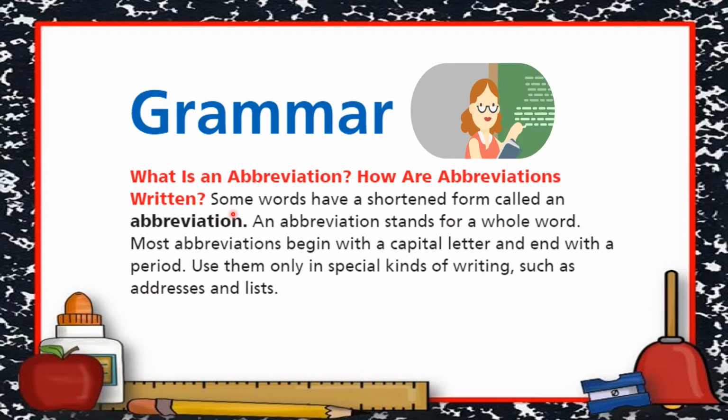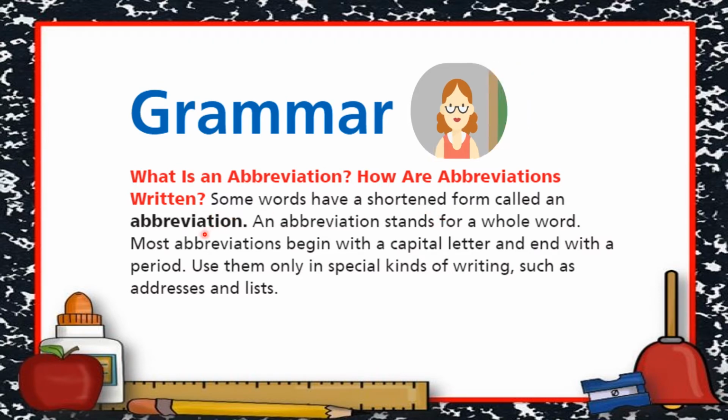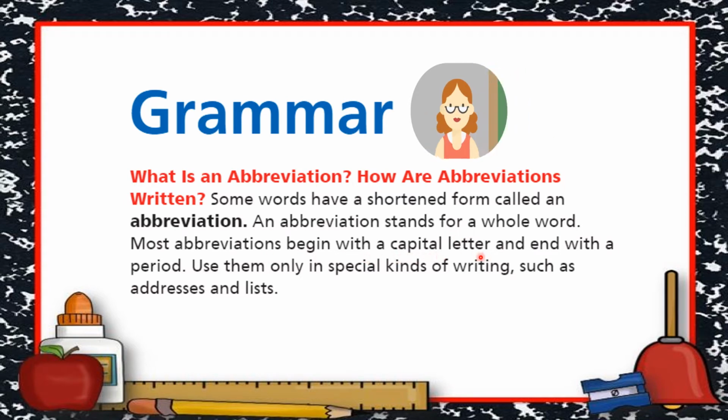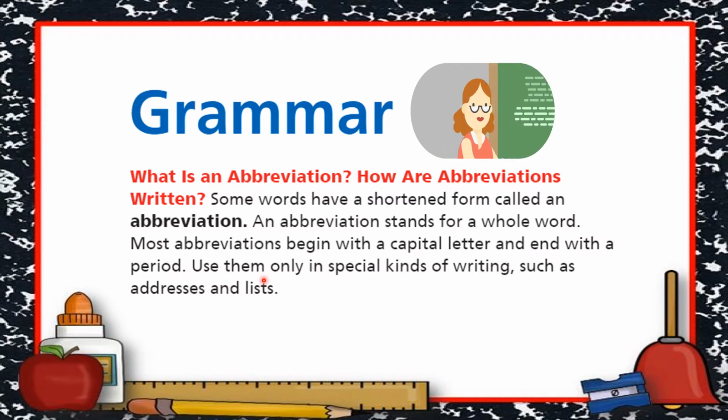Some words have a shortened form called an abbreviation. So an abbreviation stands for a whole word. Most abbreviations begin with a capital letter and end with a period. Use them only in special kinds of writing, such as addresses and lists.